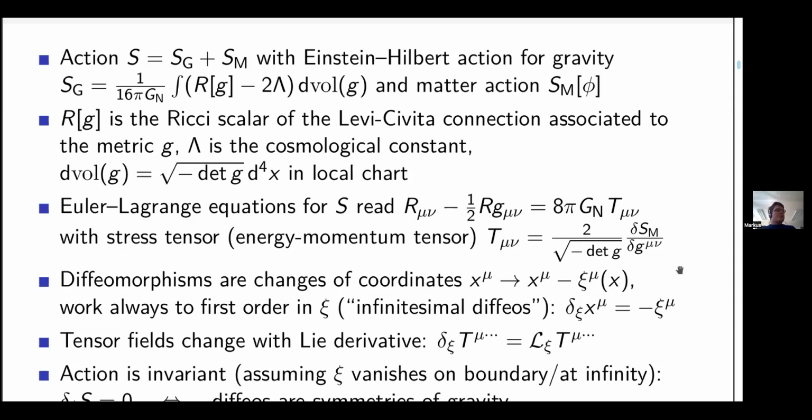Then you can look at what this change of coordinates induces on fields, on tensor fields on your manifold. And it's a very easy computation to show that the change of a tensor field, so some T mu nu, again, some abstract indices, can be an arbitrary tensor field, is just a Lie derivative with respect to that vector field psi.